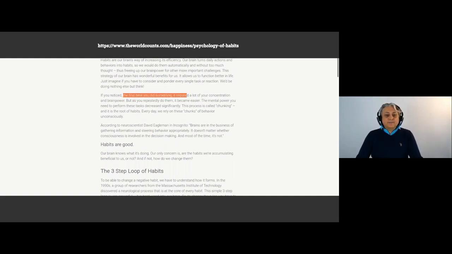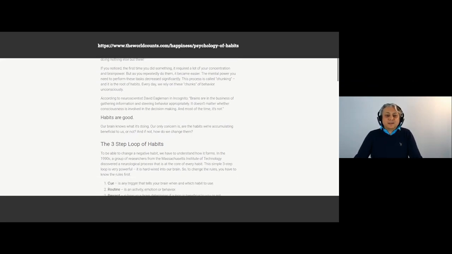And then the first time you do something, it requires a lot of concentration and brain power, but then you repeat, they become easier. You repeat, they become easier. And this is something called chunking. You have a lot of chunks of behaviors that you use unconsciously during the day. And I like this quote that follows. It says, brains are in the business of gathering information and steering behavior appropriately. It doesn't matter whether consciousness is involved in the decision making, and most of the time it's not.